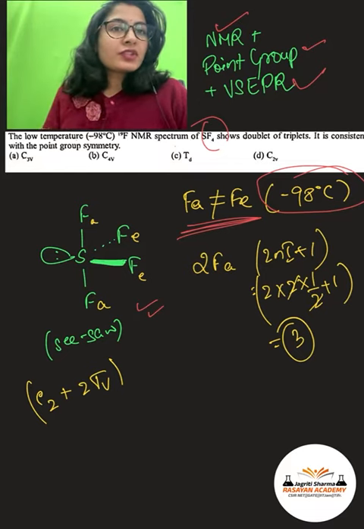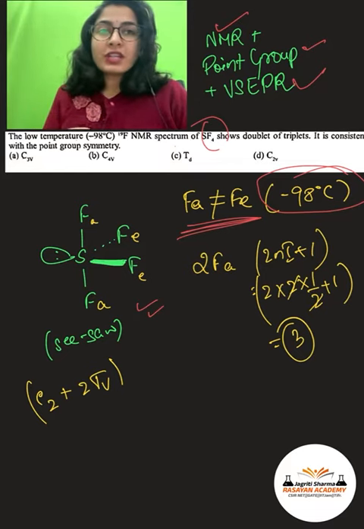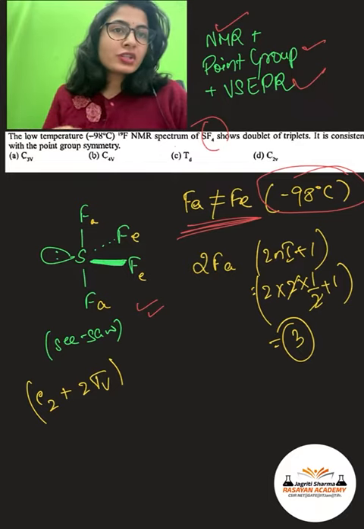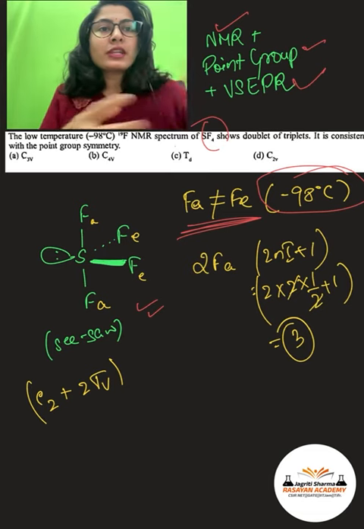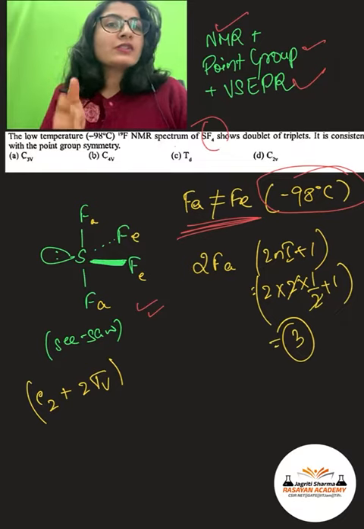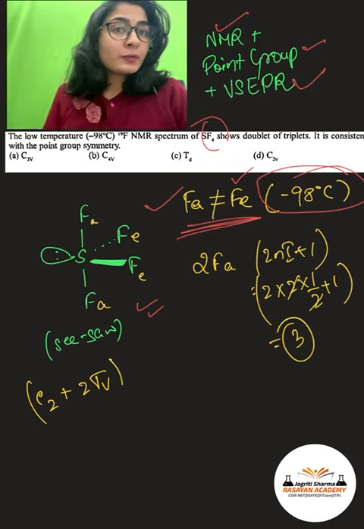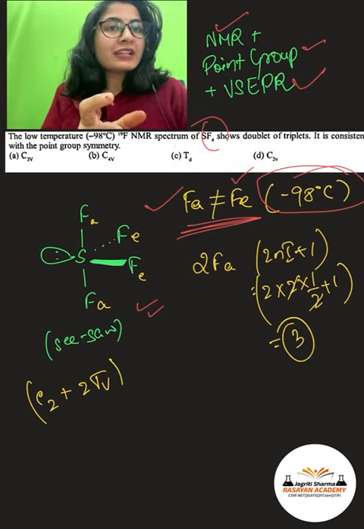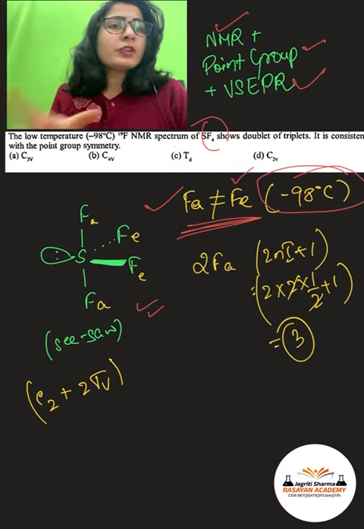So why the temperature is so low? Because it is mentioning that it is going to be a rigid structure and there is no fluctionality, and that's why the axial and the equatorial, they don't interchange between each other, right? So ऐसे low temperature पे, when the molecule is rigid, you are having different axial and equatorial fluorines which are going to split each other. Sulfur is inactive because its nuclear spin is zero.